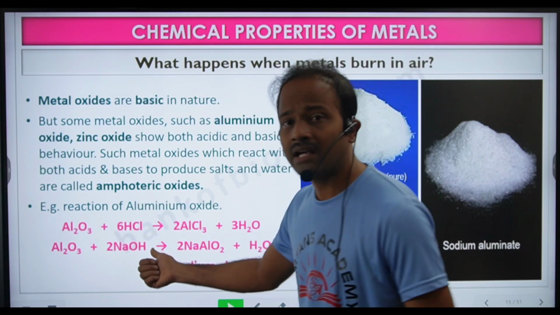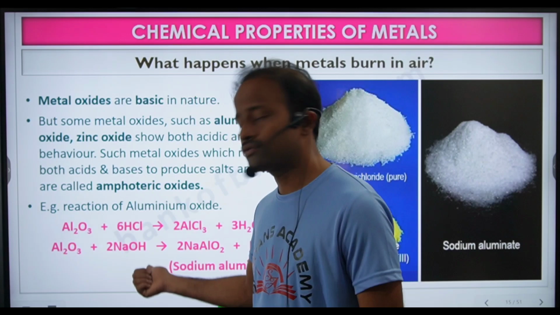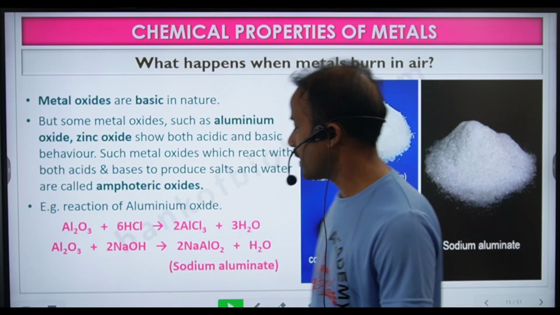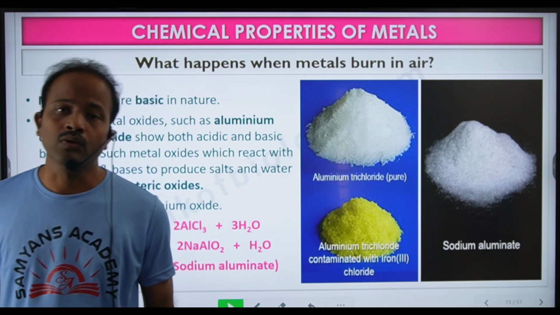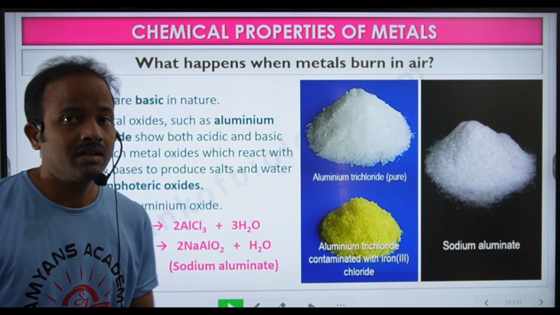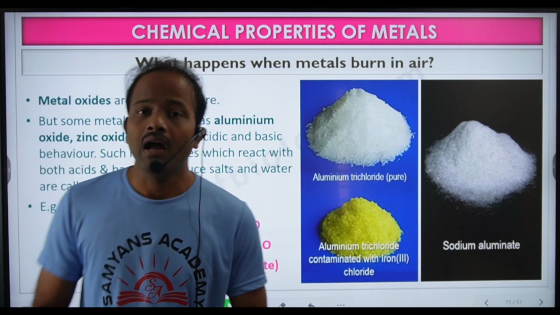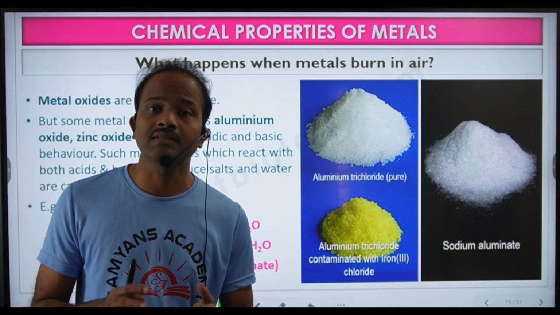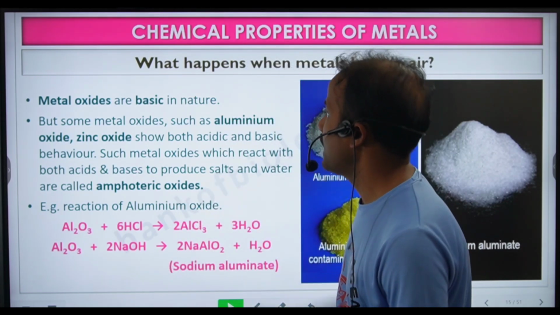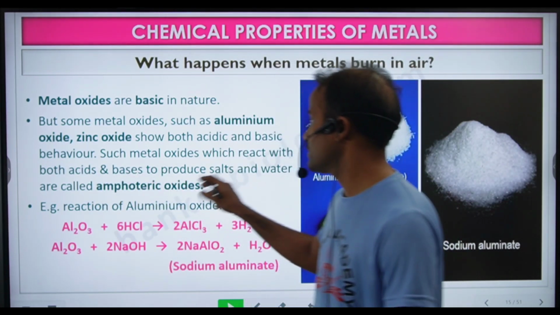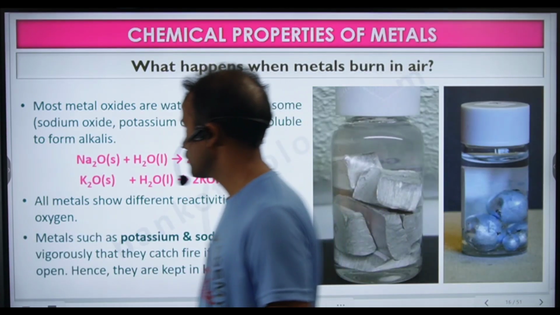When aluminum oxide reacts with hydrochloric acid, it forms aluminum trichloride and also water. When aluminum oxide reacts with sodium hydroxide, it gives sodium aluminate plus water. This means aluminum oxide can react with both acids and bases. That means metal oxides which show both acidic and basic behavior are called amphoteric. Aluminum oxide we consider as amphoteric. These are the amphoteric oxides, and they react with both acids and bases to produce salt and water, right? Now move on to the next one.